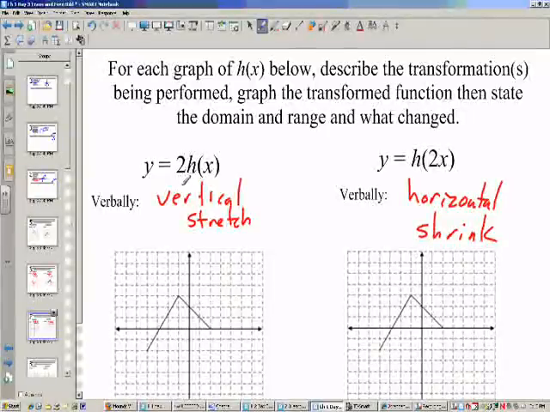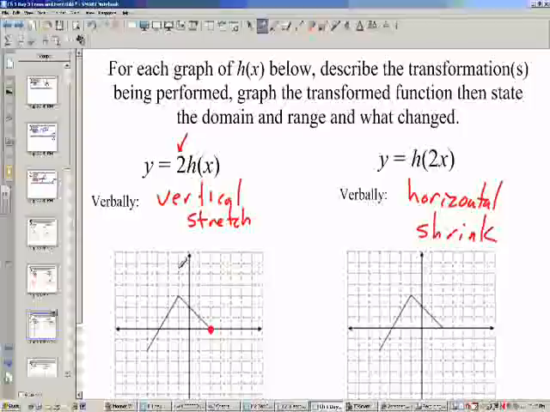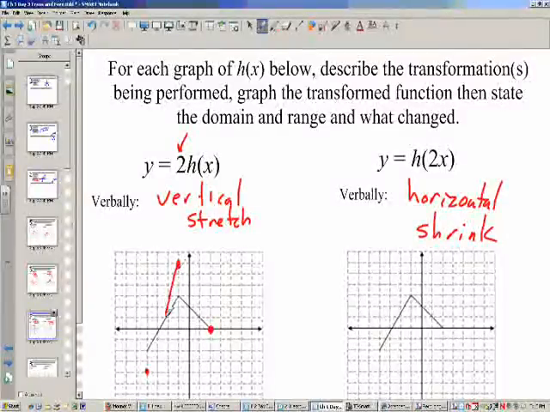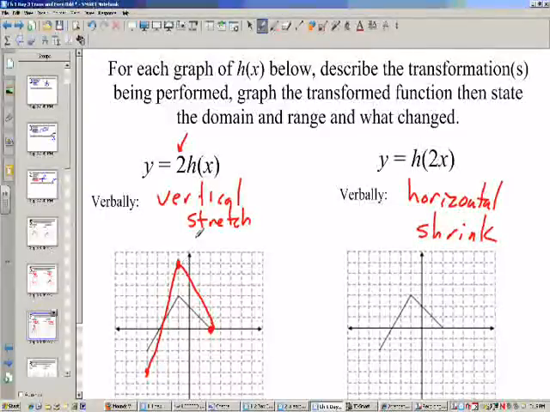On a vertical stretch, we multiply all of the y values by this factor, in this case 2. So this y value is 0, 0 times 2 is 0. This y value is 3, 3 times 2 is 6. Here, negative 2 times 2 is negative 4. So when I connect these, you can see this stretches vertically.